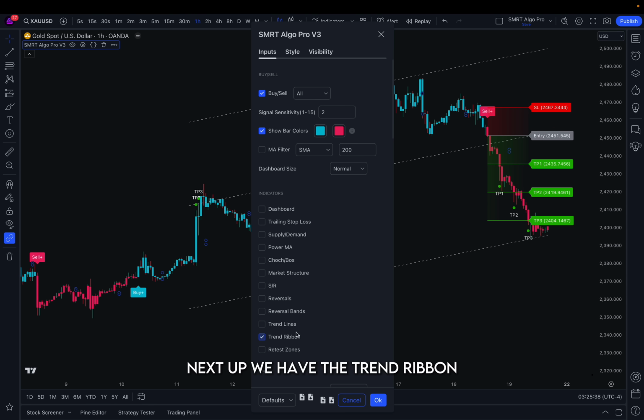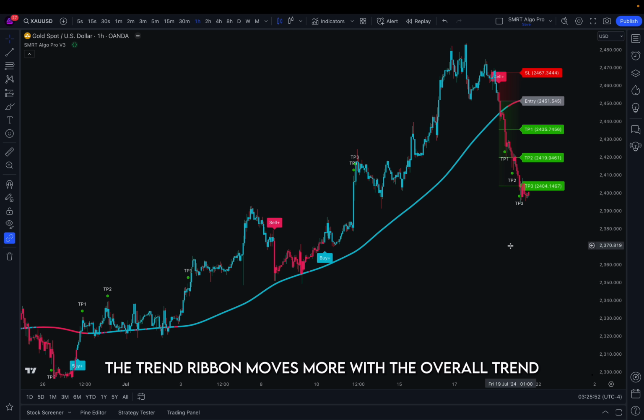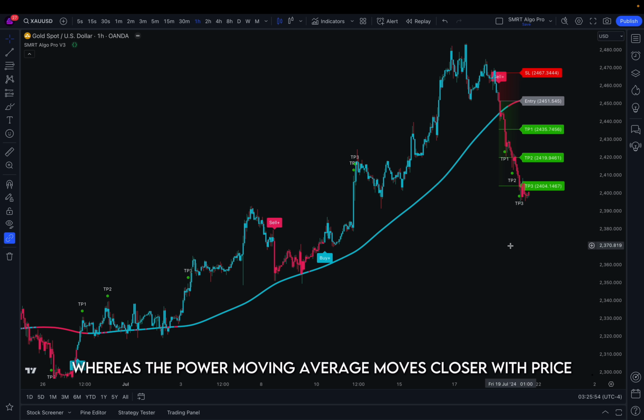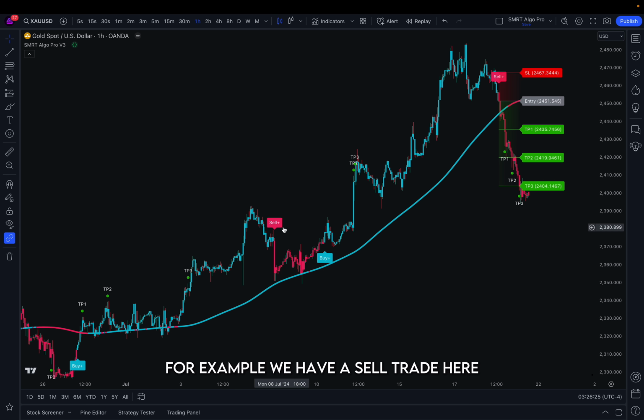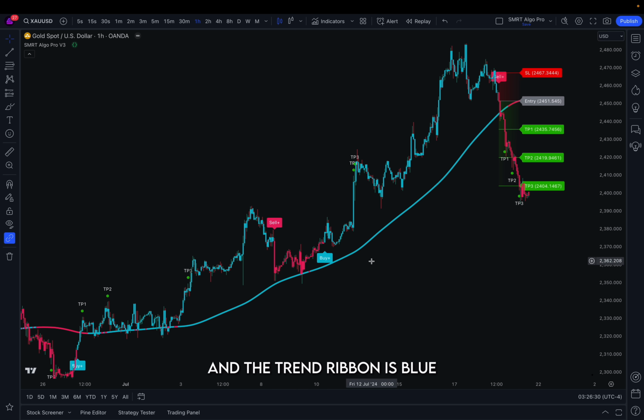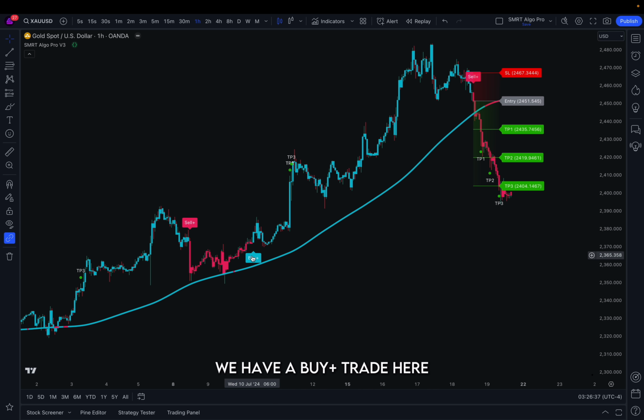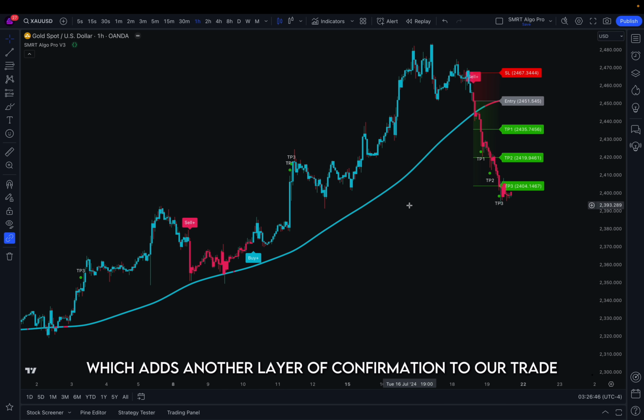Next up, we have the trend ribbon. The trend ribbon moves more with the overall trend, whereas the power moving average moves closer with price. You can think of the trend ribbon as a line that looks at the overall picture rather than through a magnifying glass. For example, we have a sell trade here, but price is above the trend ribbon and the trend ribbon is blue. It might not be a good idea to sell. However, we have a buy plus trade here and price is above the trend ribbon as well as it being blue in color, meaning that the trend is bullish, which adds another layer of confirmation to our trade.